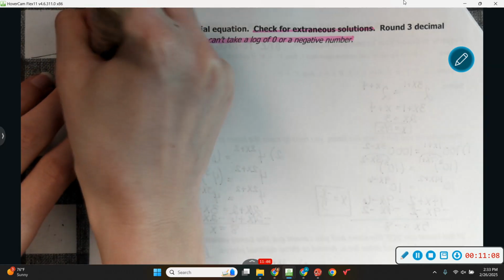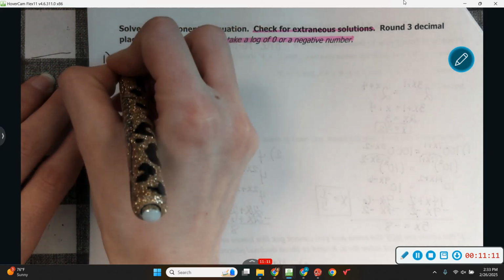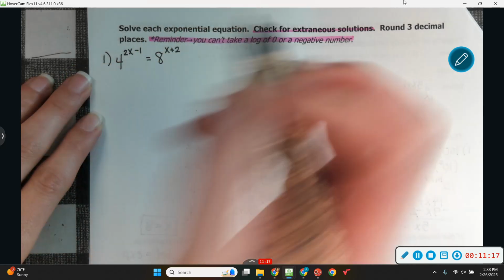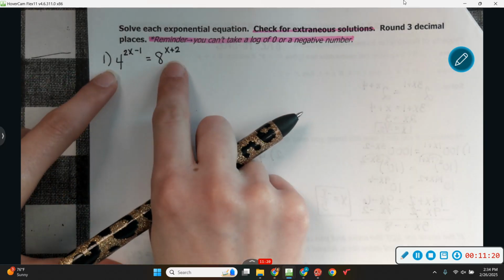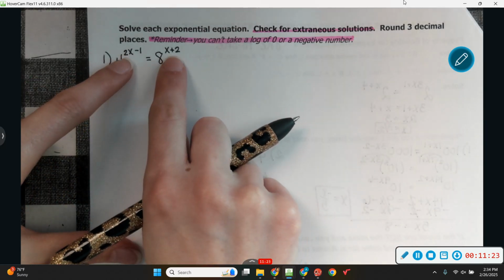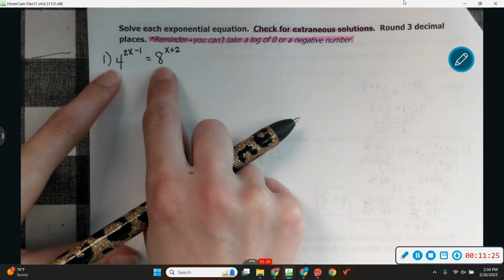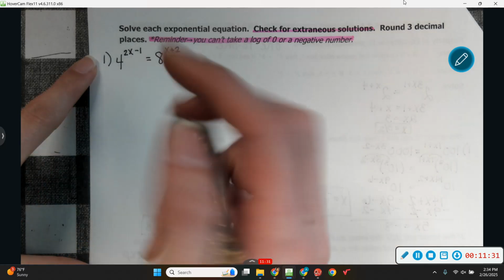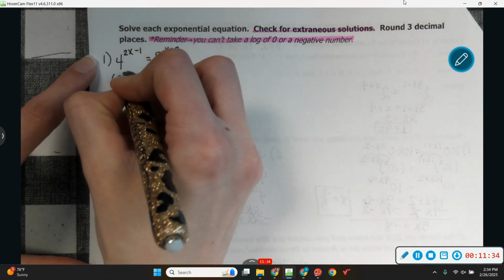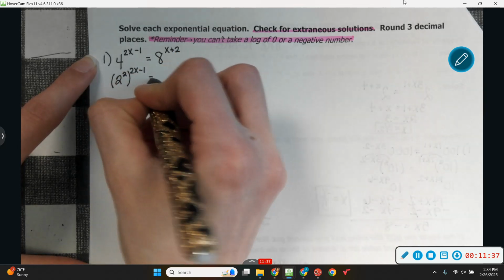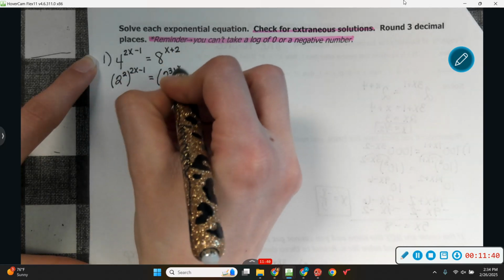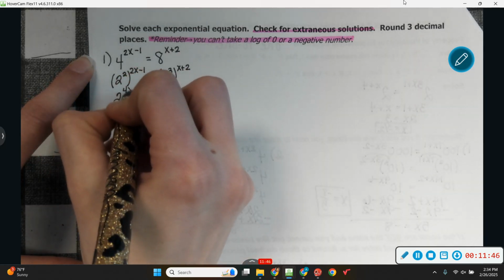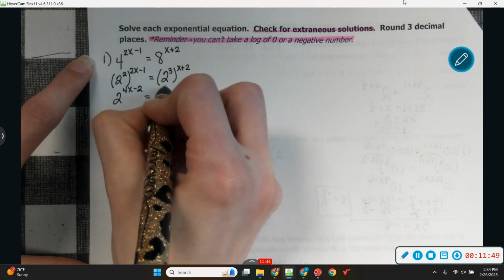Okay, so our first example is if we have 4 to the 2x minus 1 equals 8 to the x plus 2. Now here is where, remember I said if you have exponents on both sides, that more than likely means you can manipulate these. While a 4 cannot, an 8 cannot go down to a 4, but they can both be a base of 2. So 4 is the same as 2 squared raised to the 2x minus 1 power, and 8 is the same as 2 cubed raised to the x plus 2 power. So when I simplify this, I have 2 to the 4x minus 2 equal to 2 to the 3x plus 6.